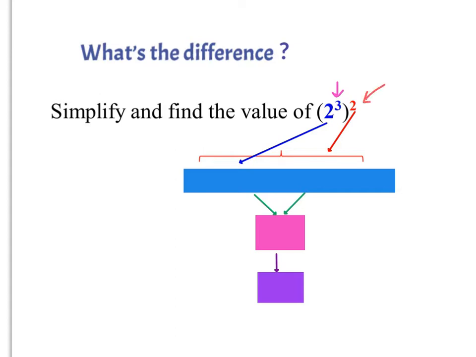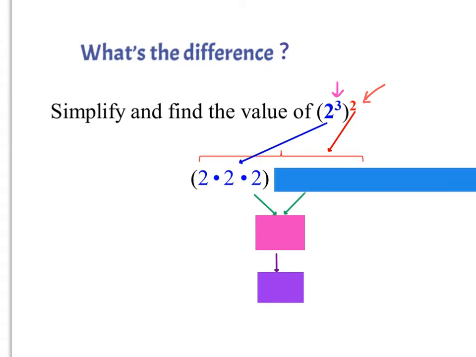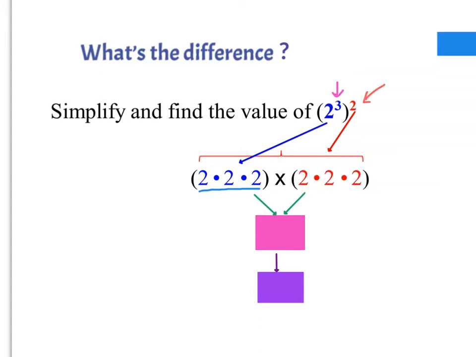So let's think about what this problem actually means. 2 to the third, we know, would be 2 times 2 times 2. Now, if I raise something to the second power, I take it and multiply it by itself, which means I'm taking 2 to the third, 2 times 2 times 2, and I'm multiplying it by itself. 2 times 2 times 2. Again, anything that is raised to the exponent is multiplied by itself.